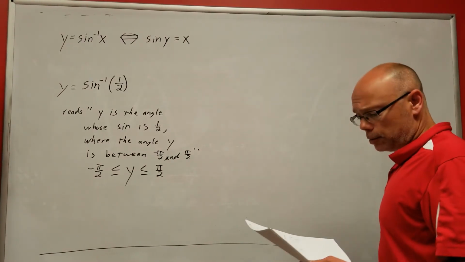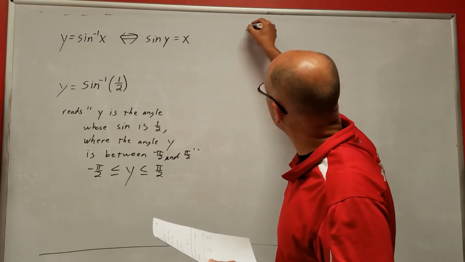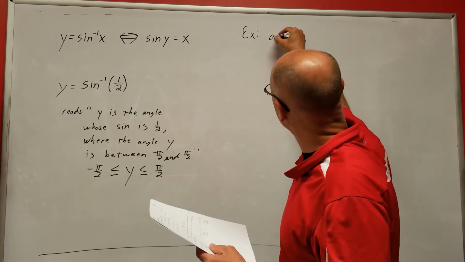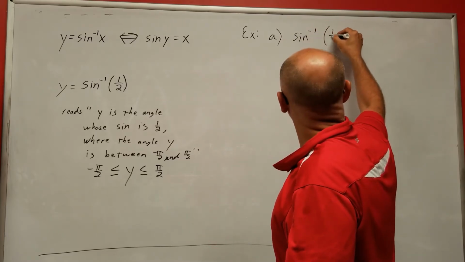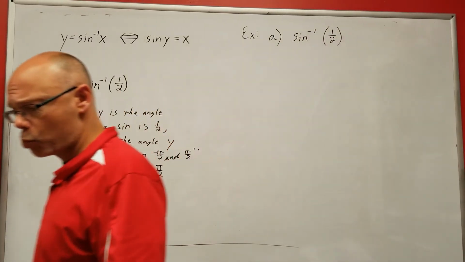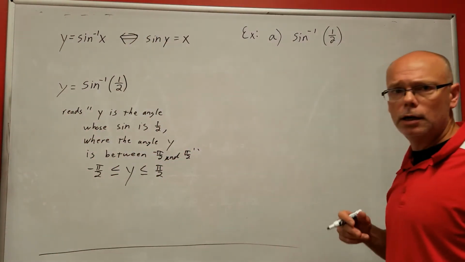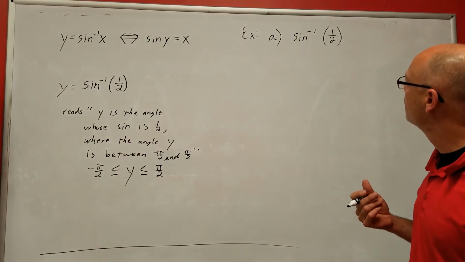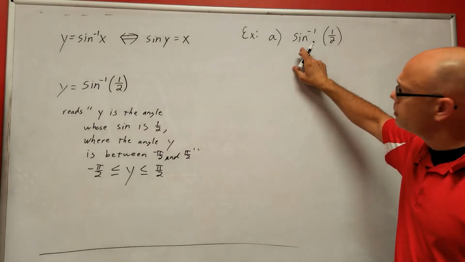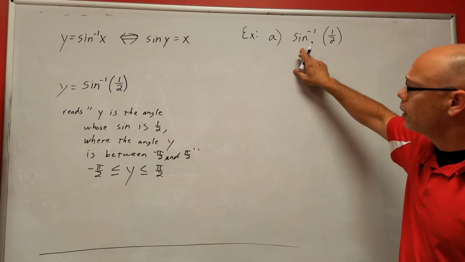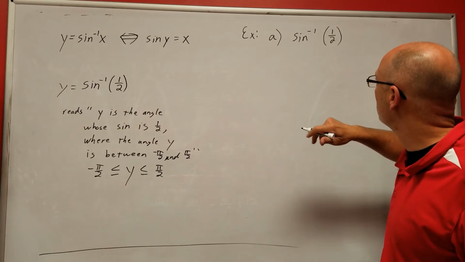Let's look at this first example. It says find the exact value or state that the expression is undefined. And then for part A, we have inverse sine of 1/2, okay? Now notice I don't have y is equal to the inverse sine of 1/2. I just have inverse sine of 1/2. But I could say that with this, I'm looking for the angle that falls between negative pi over 2 and pi over 2, whose sine is 1/2.